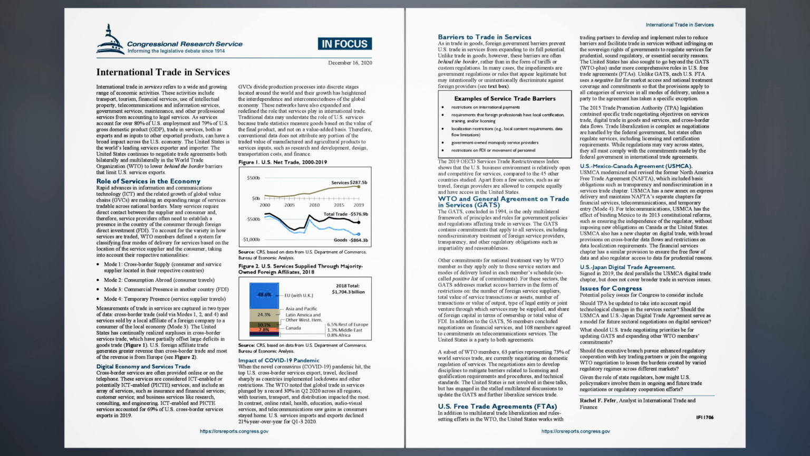Barriers to trade in services. As in trade in goods, foreign government barriers prevent U.S. trade in services from expanding to its full potential. Unlike trade in goods, however, these barriers are often behind the border, rather than in the form of tariffs or customs regulations. In many cases, the impediments are government regulations or rules that appear legitimate but may intentionally or unintentionally discriminate against foreign providers. See text box.